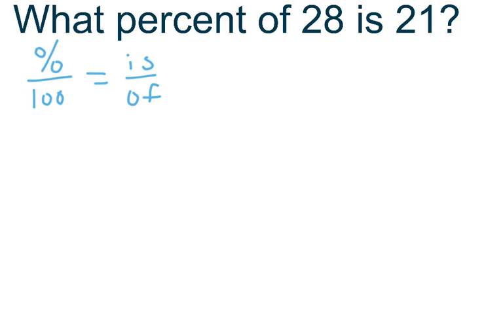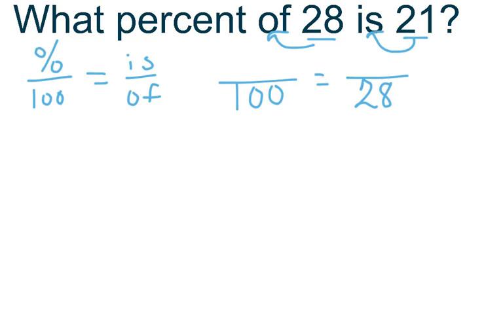What percent of 28 is 21? All right, so let's start off. 100 always goes on the bottom. I'm going to scan my problem for numbers. I see a 28 and a 21. If I look at the 28, what does it follow? It follows the word of. Of goes on the bottom, so 28 goes on the bottom. Look at 21. It follows the word is. 21 goes on top. That means I don't know what the percent is.